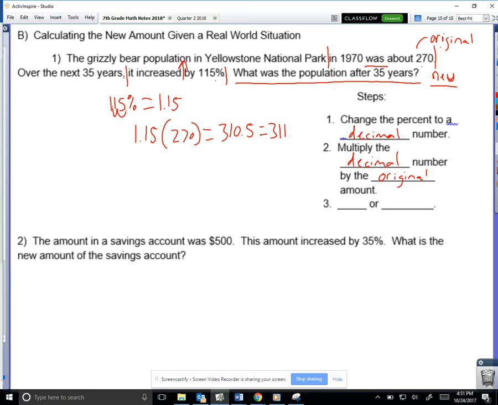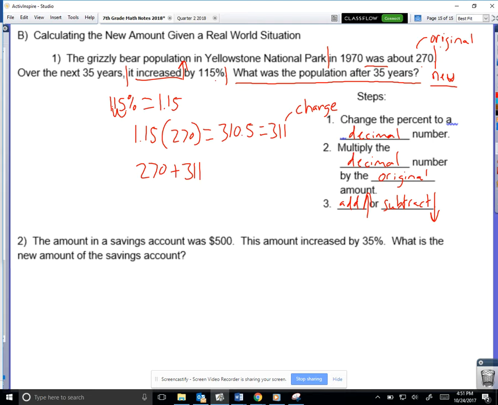Now decision time, number 3. We need to either add or subtract. If you're going to have a percent increase, you're going to add. If you're going to have a percent decrease, you're going to subtract because it's going to go down. In this case, we're having an increase, so we're going to add. We're going to take the 270 bears there once was. We're going to add the 311, and that's the change. That's how much the population changed by.